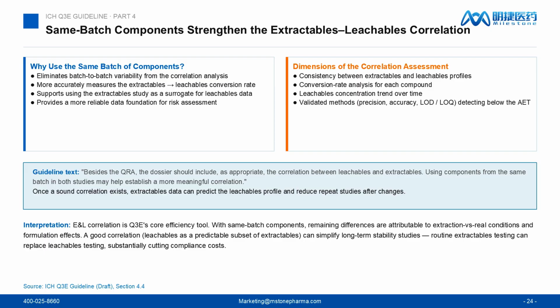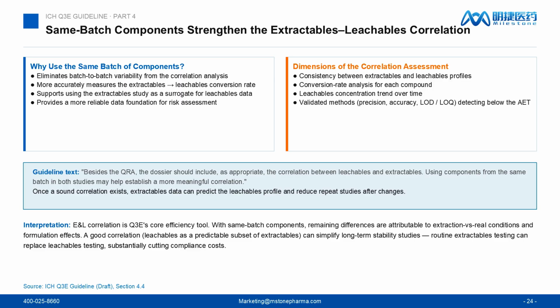This slide hides the biggest cost-saving opportunity in the whole guideline, the extractables-leachables correlation. Let me explain why it matters so much. Imagine you've established that leachables are a predictable subset of extractables. That is, whatever leaches into your product was already captured by the extractable study at predictable conversion rates. Once that correlation is proven, the extractable study becomes a surrogate for future changes, a new supplier batch, a minor process tweak. You can run the fast, cheap extractable study instead of repeating a long leachable study. Over a product life cycle, this can save years of stability time and substantial budget.